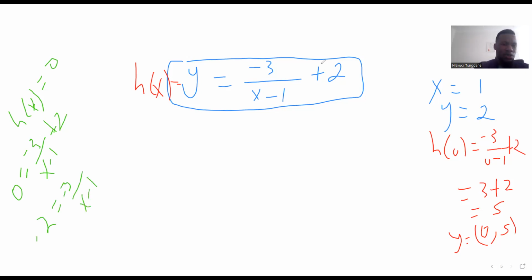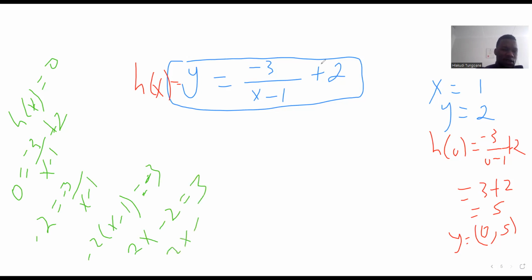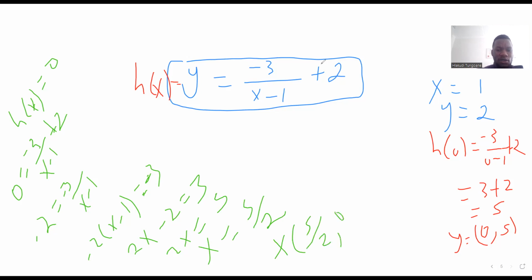Then yeah, we just cross multiply. Then you're going to have minus 2 times x minus 1 equals minus 3. Okay, so then if you divide by negative on both sides, then you're going to have 2x minus 2 equals 3, right? And then 2x equals 5, because you take 2 to the other side, then x equals 5 over 2. Okay, then the x-intercept coordinate is going to be 5 over 2 and 0.